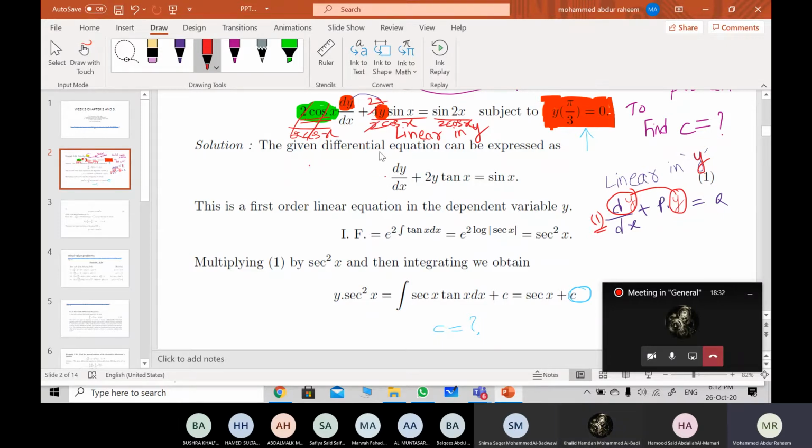Do we have to always follow linear in y, or will it come in a different way? No, it depends on the equation. If it is linear in y, we go like that. If it is homogeneous, we follow that way. If it is variable separable, we go that way. If it is exact, we go that way. Depends on the equation.